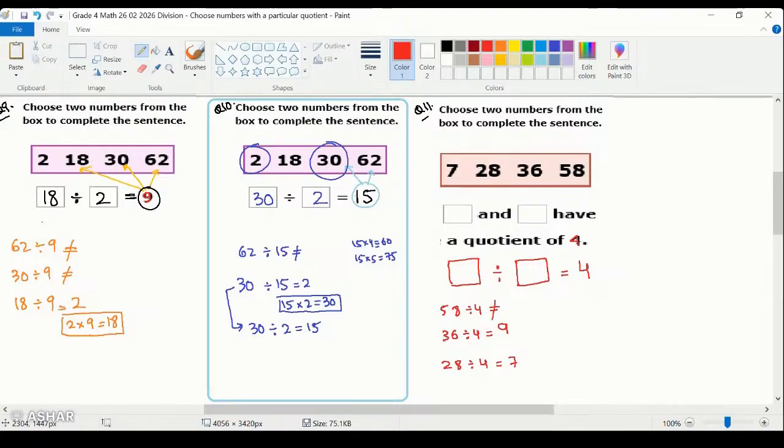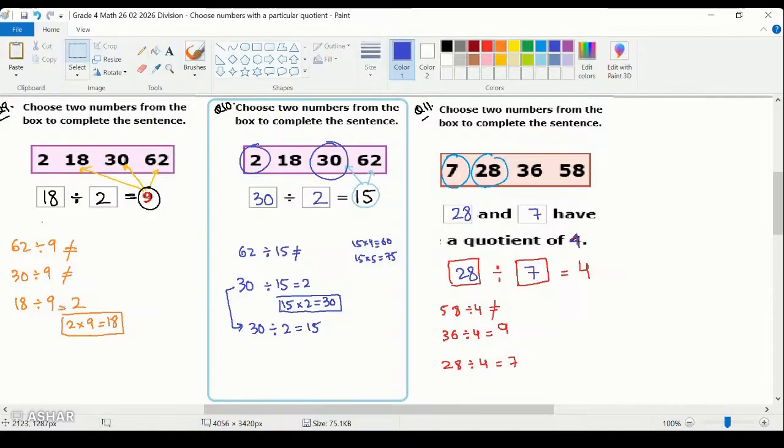They gave two answers. See, we have 7 and 28, right? So what we can say over here is, I'll write down the statement. If 28 and 7 have a quotient of 4, agreed? 28 divided by 7 would be equal to 4.